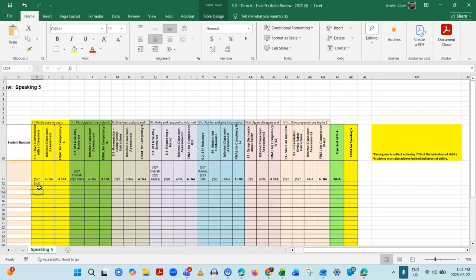And if a student, for example, only achieved 4 indicators out of 7, then they would have an NA, and then I would upload the tool at the end of the term if the student did not achieve 70% of the competency. So in 5LS, there are 1, 2, 3, 4, 5, 6, 7 competencies for speaking. And so they must achieve 5 out of the 7 competencies in order to be successful in this course. I hope that helps.